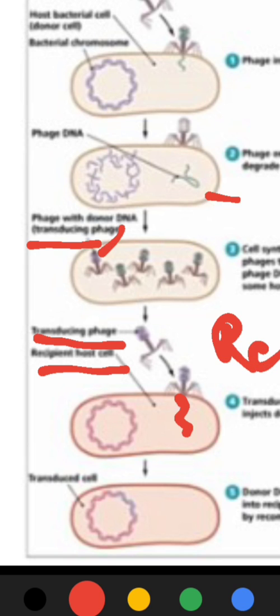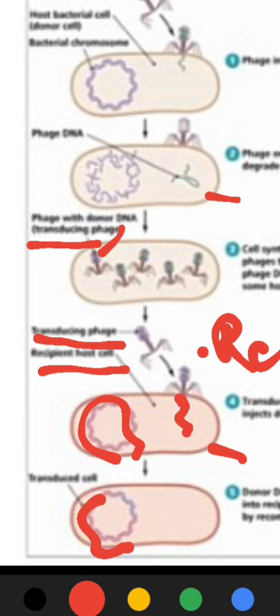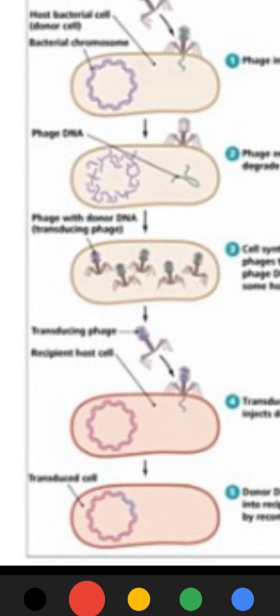As I said, the phage having the bacterial DNA is called the transducing phage, and it injects into another bacterium, that is the recipient cell, transferring the bacterial DNA into the new cell. In this new cell there is a chromosome. The phage transports the bacterial DNA into this chromosome. You can see the blue part, this is the donor DNA. The donor DNA is incorporated into the recipient DNA with the help of recombination.